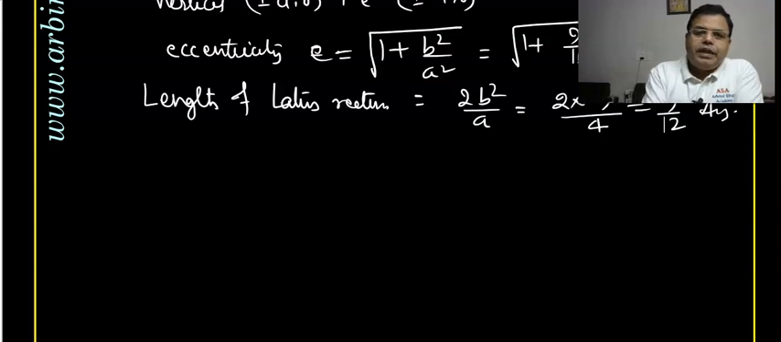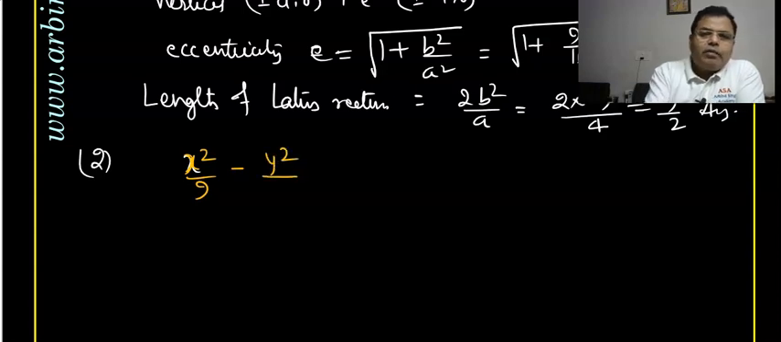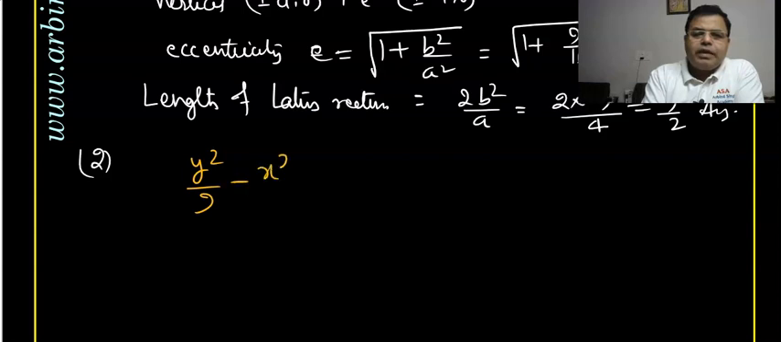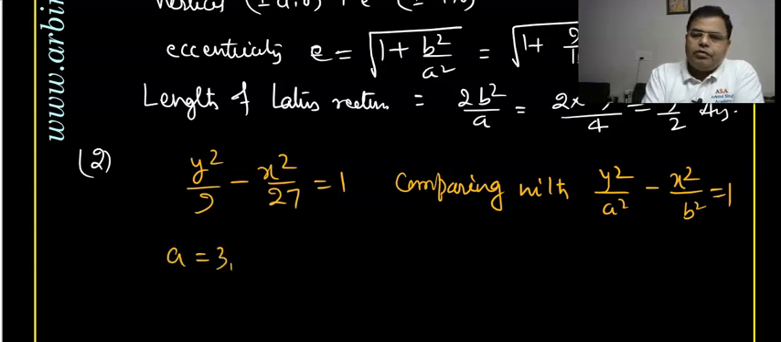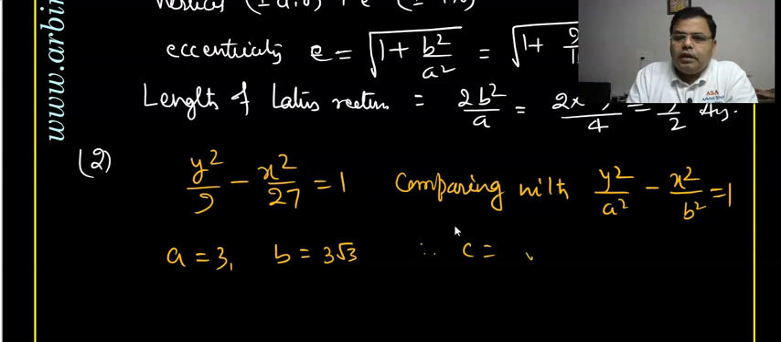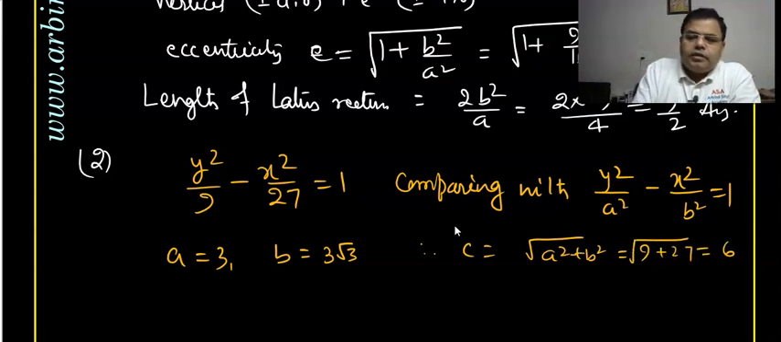Now there is another question, question number 2, and question number 2 is y square by 9 minus x square by 27 is equal to 1. So here, comparing with y square by a square minus x square by b square is equal to 1, we have a is equal to 3 and b is equal to 3 root 3. And therefore, c is equal to under root a square plus b square, and that is 9 plus 27, which is 6.